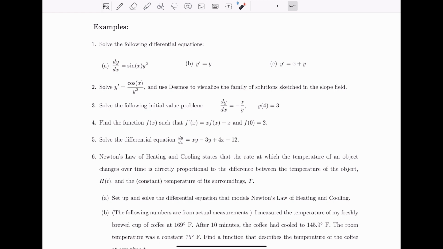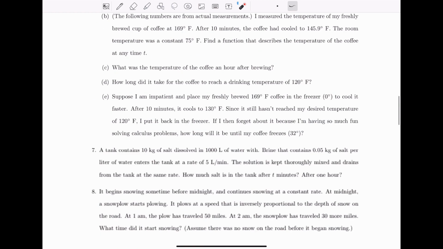Let's take a look at example 1b. And this should look familiar. Here we have the differential equation y prime equals y. And we've seen the solution for this already. This is the function whose derivative equals itself. And we can express the solution as any constant times e to the x. Now let's see how to analytically find that solution here.